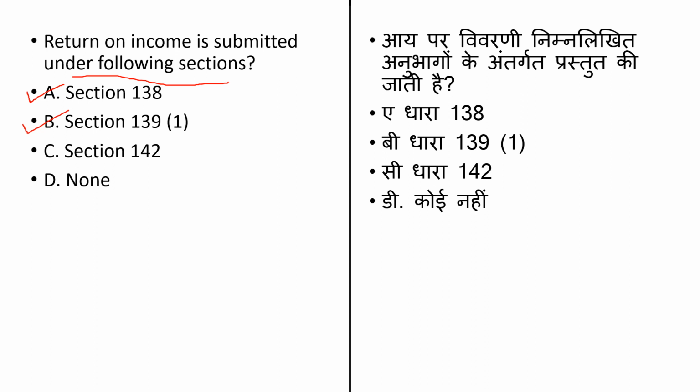Okay. And the third option is Section 142. Here Section 142(1) of the Income Tax Act 1961 empowers the income tax authority to issue a notice for making the assessment where the return has been filed, or if the return has not been filed, then to furnish the required information in the prescribed manner. And the last option is none. The answer for this question is option B, that is Section 139(1).